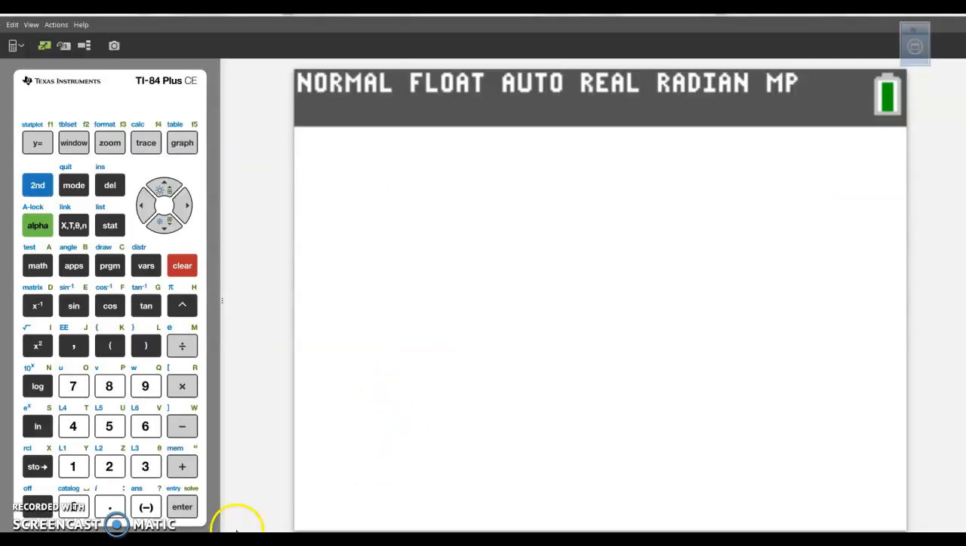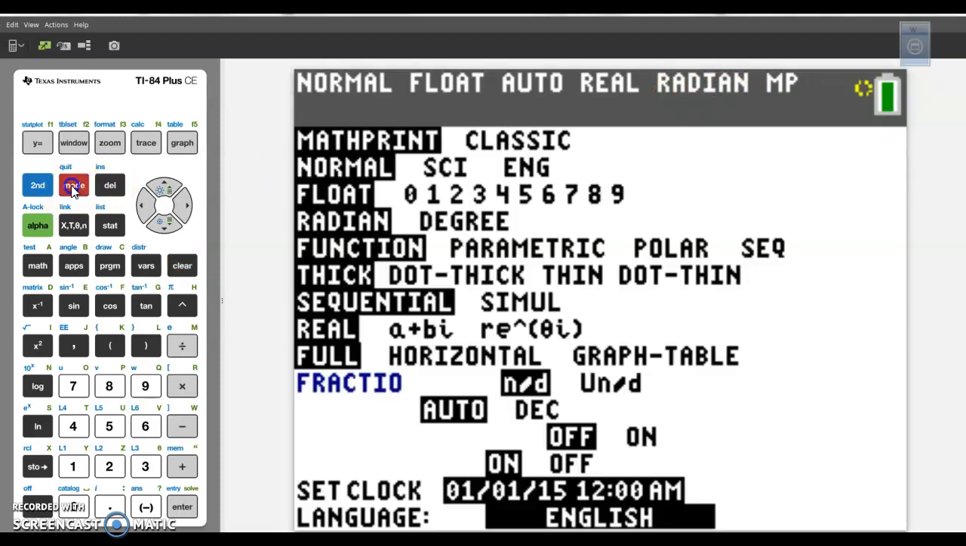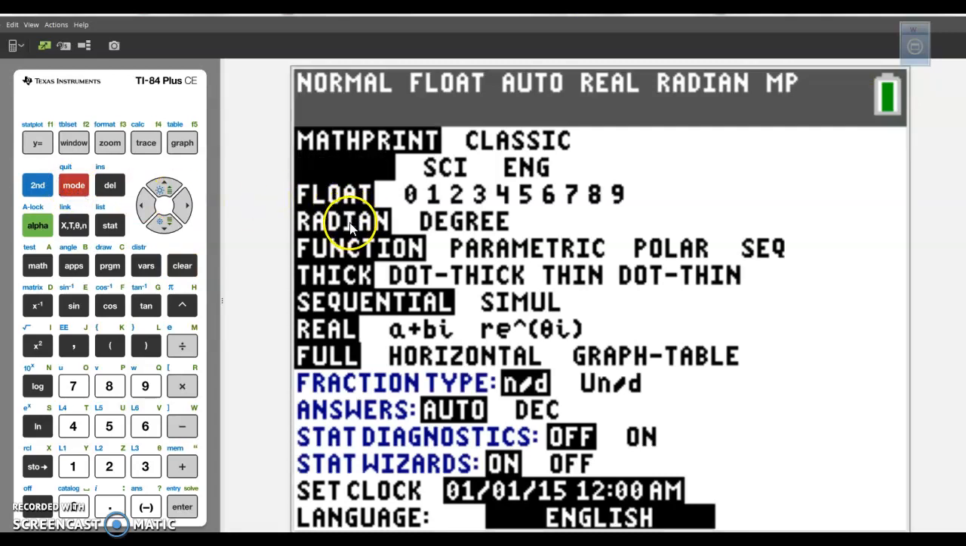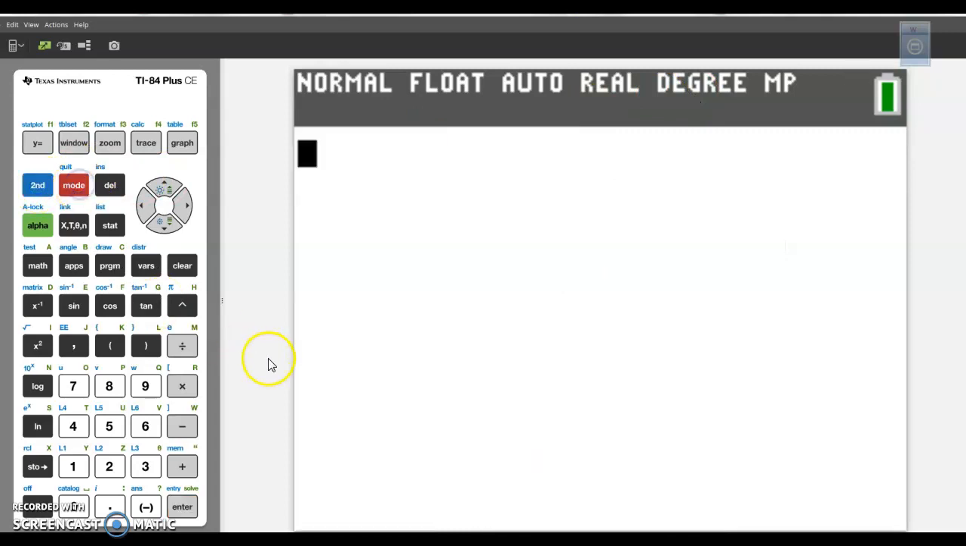All right, so I want to look at my calculator first of all. Notice up here it says radian. I do not want radian mode, I want degree mode. So to change the mode, remember, go to Mode over here, arrow down to radian, over to degree, so it's highlighted, and press enter. Notice it now says degree up here when you go back to the regular screen. All right, so that's in degree mode.